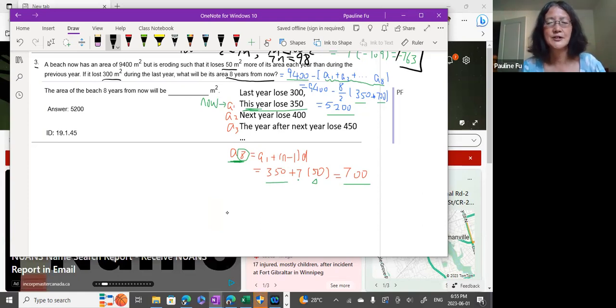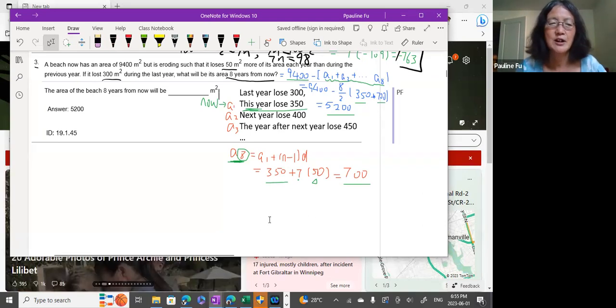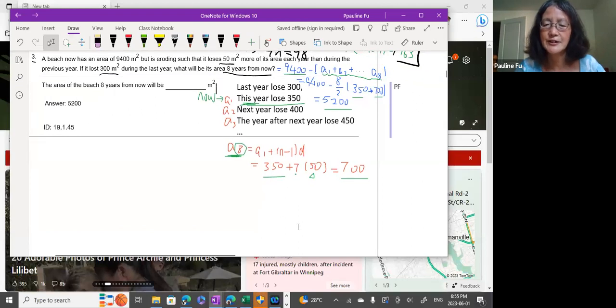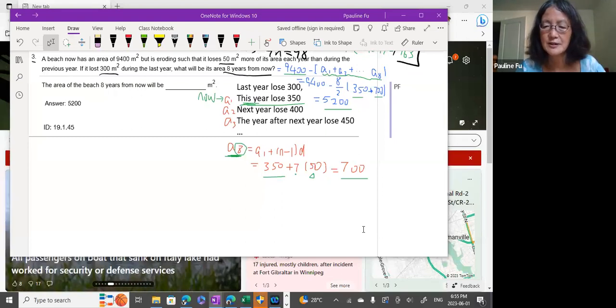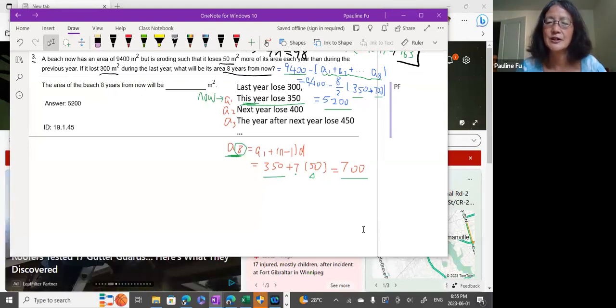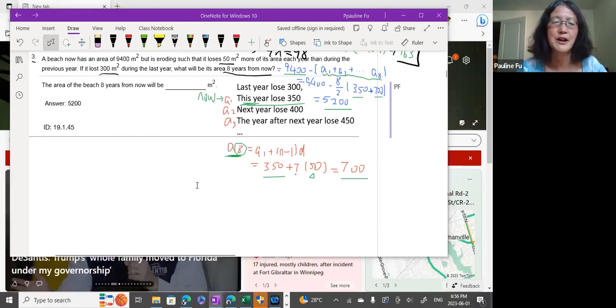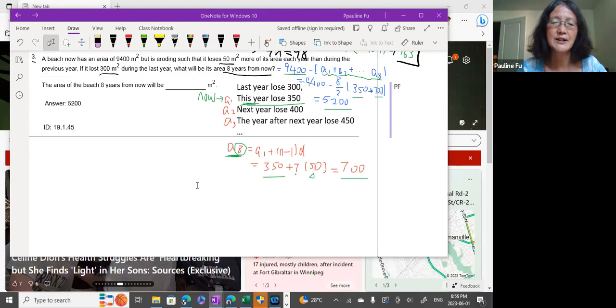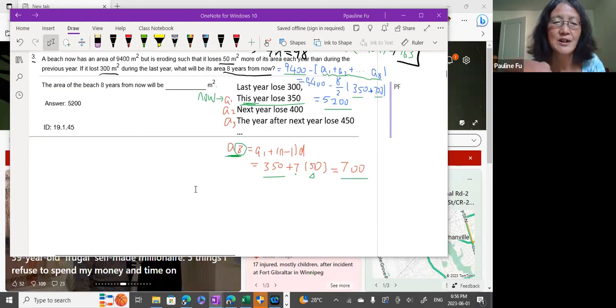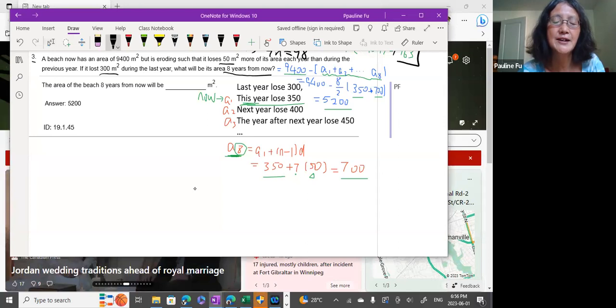The difficulty level of this question is difficult. It is not an easy question, it is not a moderate question. It is a difficult question. It is also an application question. So let's analyze this question. What is given? What are we asked to do? And how do we get from what is given to the result? The question asks you, what will be the area 8 years from now?